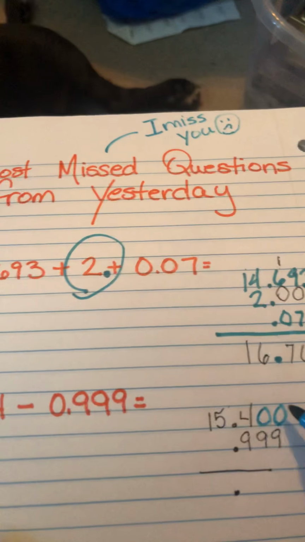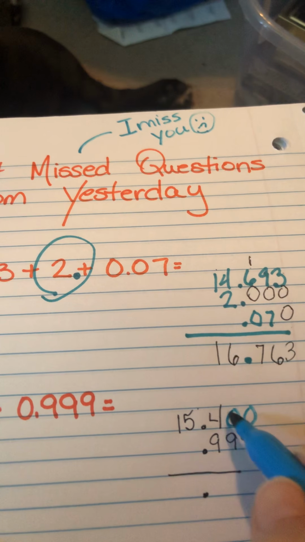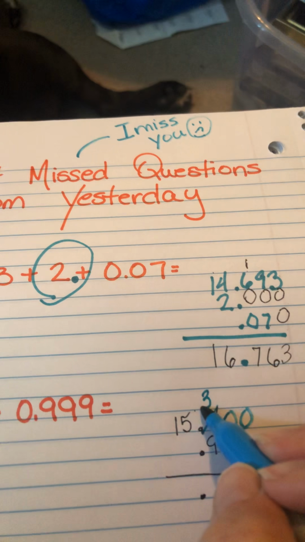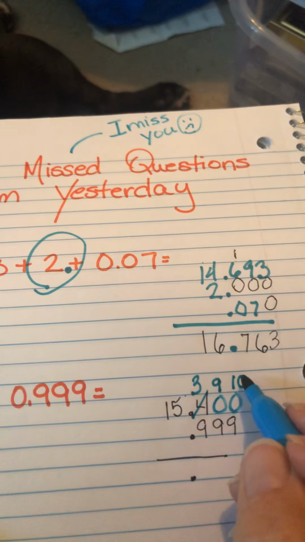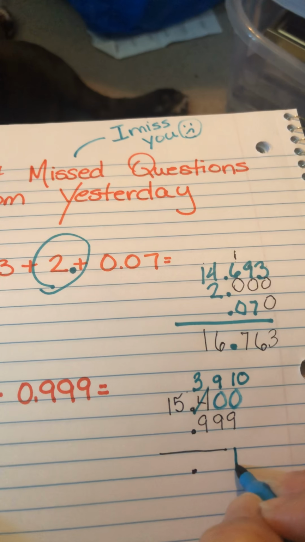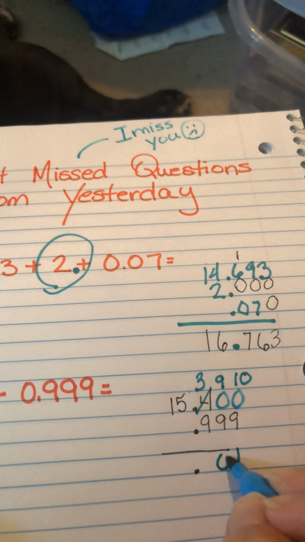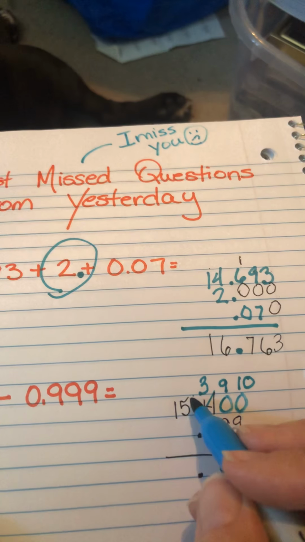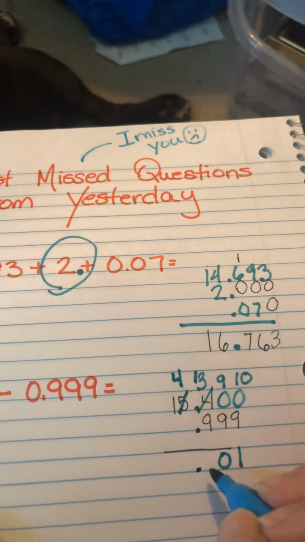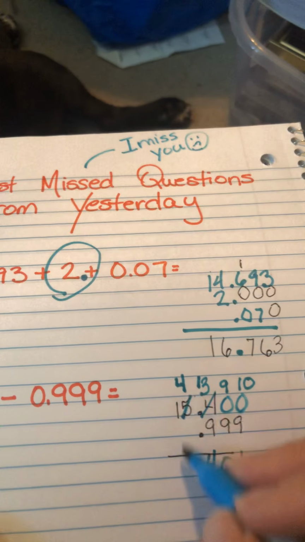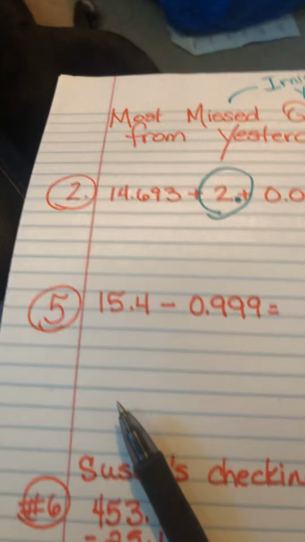So I have 0 minus 9 I can't do, so I come over here and borrow, nothing there. So I'm going to come to the 4 and make that a 3, make this a 9, and this a 10, just like in whole numbers. 10 minus 9 is 1, 9 minus 9 is 0, 3 minus 9 I can't do, so I come over here and borrow, make that a 4, and that a 13. 13 minus 9 is 4, and then I can bring down my 14, and that's my answer to number 5.